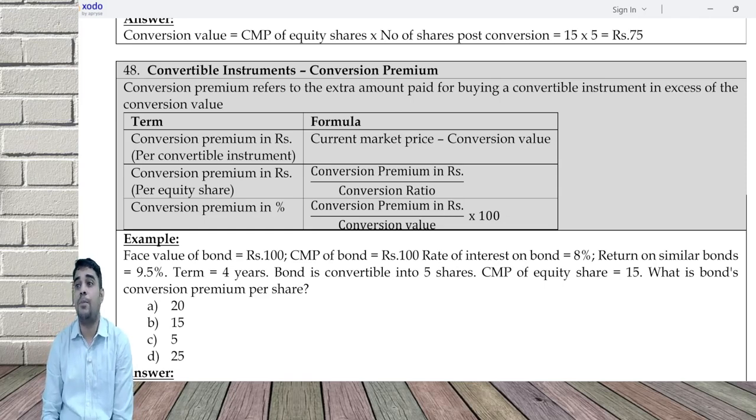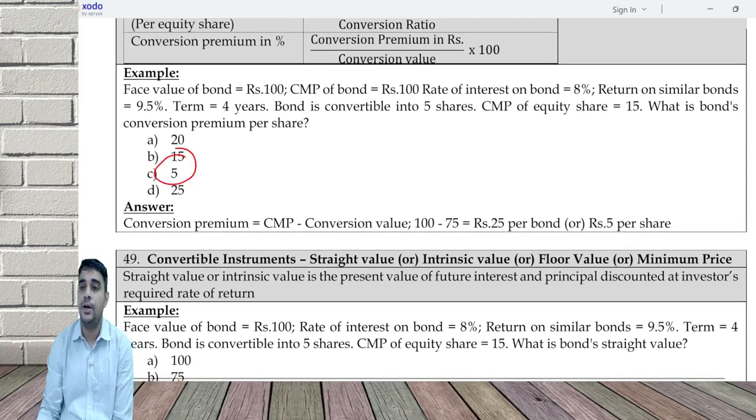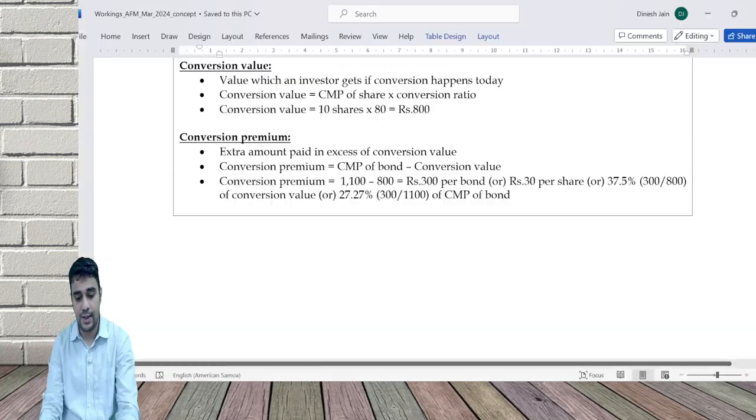How much extra per bond? First tell me, what is the current market price of the bond? What is the conversion value you told me? So extra 25 rupees per bond. One bond is how many shares? So divided by 5, it is extra 5 per share. Any doubts on this? Can we proceed? Next term.